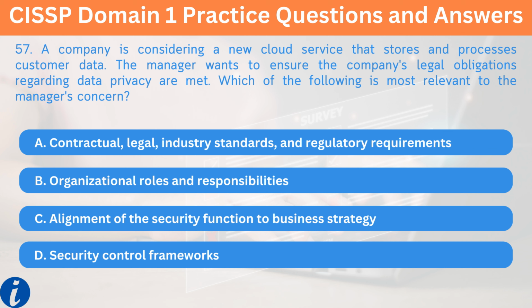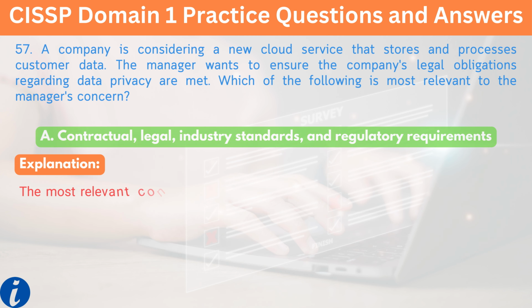57. A company is considering a new cloud service that stores and processes customer data. The manager wants to ensure the company's legal obligations regarding data privacy are met. Which of the following is most relevant to the manager's concern? A. Contractual, legal, industry standards, and regulatory requirements. B. Organizational roles and responsibilities. C. Alignment of the security function to business strategy. D. Security control frameworks. The correct answer is A.